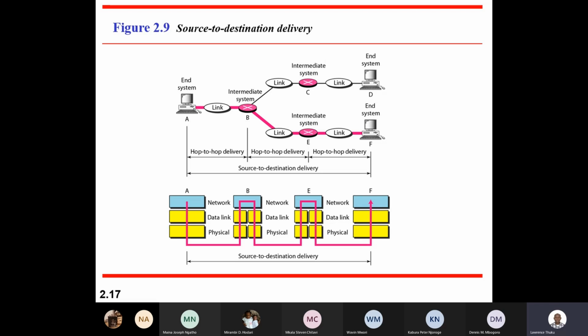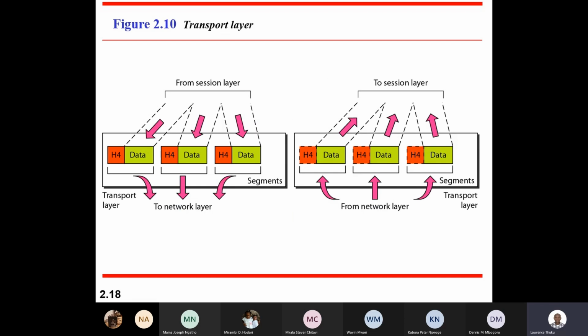So they work hand in hand to ensure that, as much as there's a delivery of data, the data itself also does not have errors. And of course, it gets to the destination as it was supposed to be. So as data moves, the network layer and the data link layer have to work hand in hand to ensure that there's error correction in case of anything. And of course, it gets to the destination as supposed to be by the end of the day.